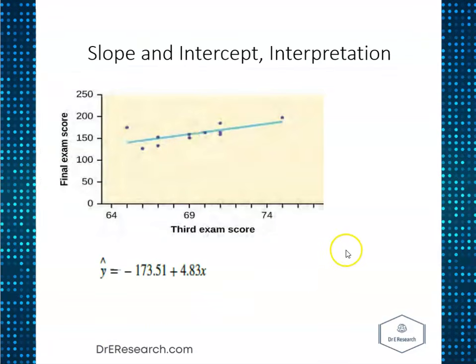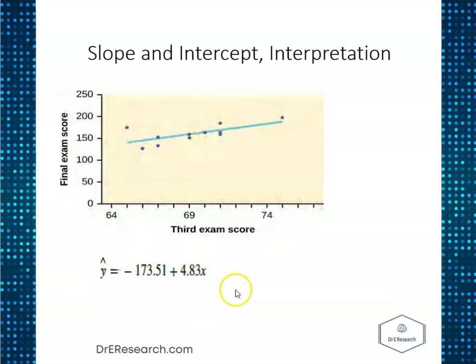Now, what you need to be aware of is what you'll get out of your software. Let's say we've got this third exam score and final exam score, and we're going to predict a final exam score from the third exam score. So that's my y. This is my x. My data here fits fairly close to a line. Sometimes that happens. A lot of times the data doesn't fit as closely.